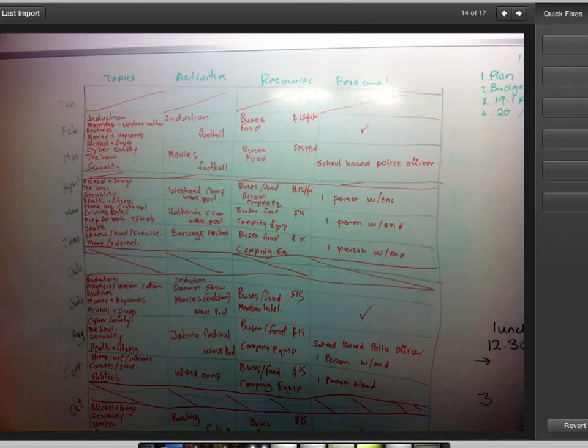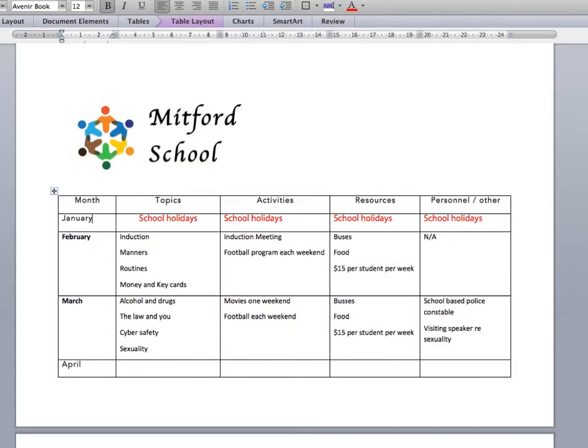So then they put it onto the sheet, in handwriting. I've typed this in. You can see January school holidays, then February induction, manners, routines, money and key cards. For March, the topics they wanted to look at were things like alcohol and drugs, the law and you, cyber safety, sexuality, and the activities were movies one weekend, and then football every weekend. The resources they needed again were the buses and the food, and they needed $15 per student per week.